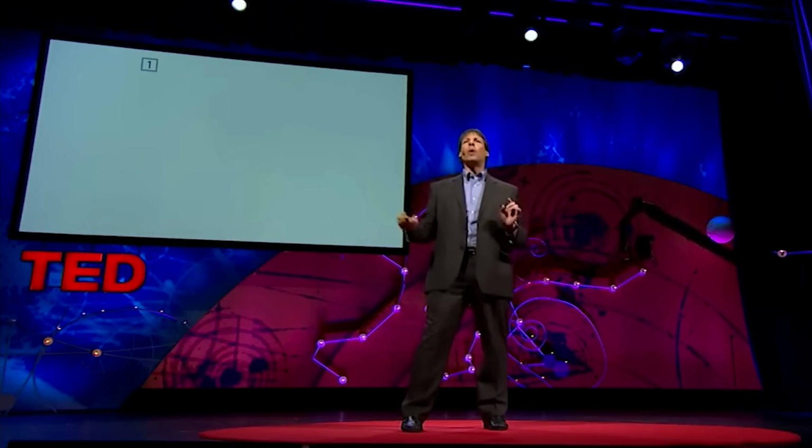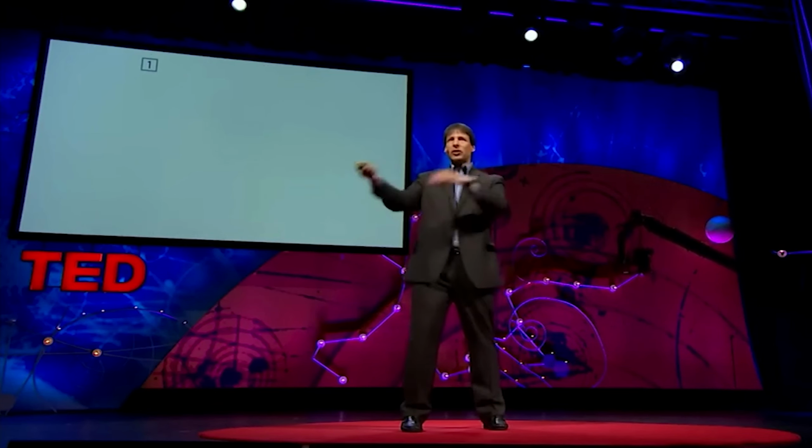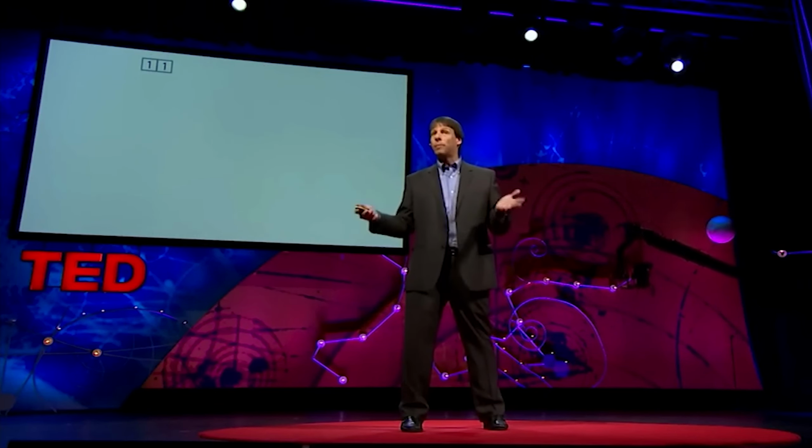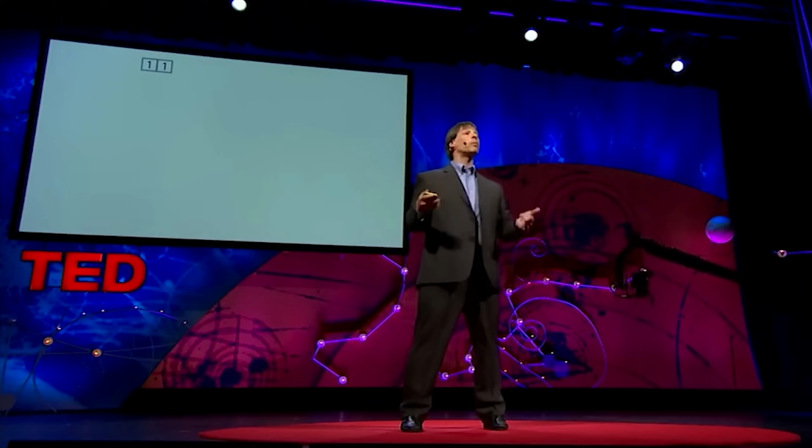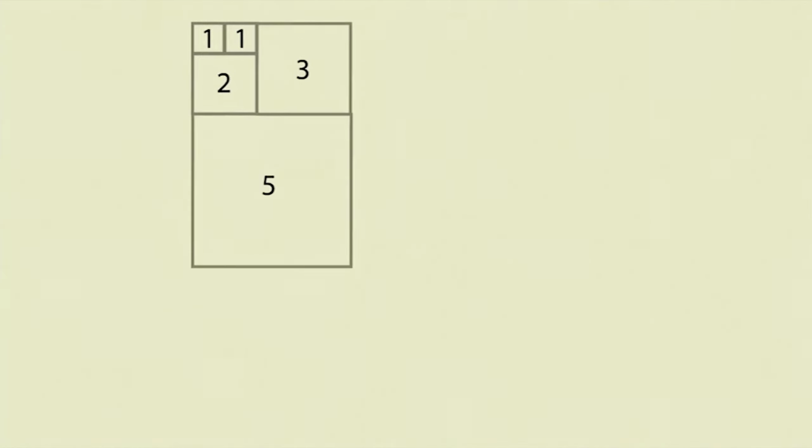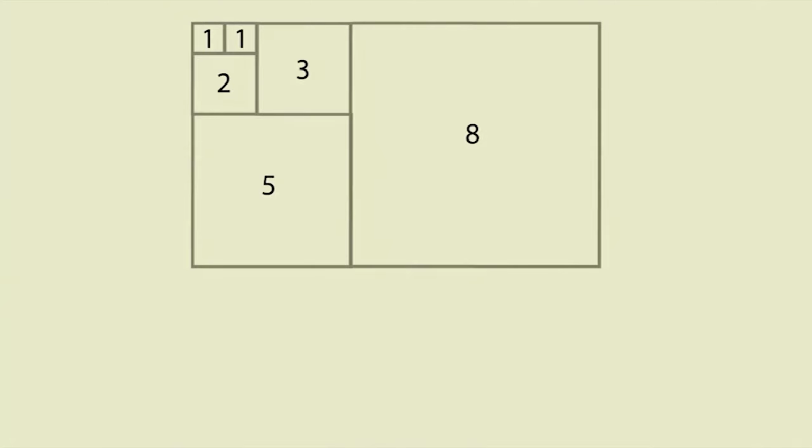All right, we'll start with a 1 by 1 square, and next to that, put another 1 by 1 square. Together, they form a 1 by 2 rectangle. Beneath that, I'll put a 2 by 2 square, and next to that, a 3 by 3 square. Beneath that, a 5 by 5 square, and then an 8 by 8 square, creating one giant rectangle, right?